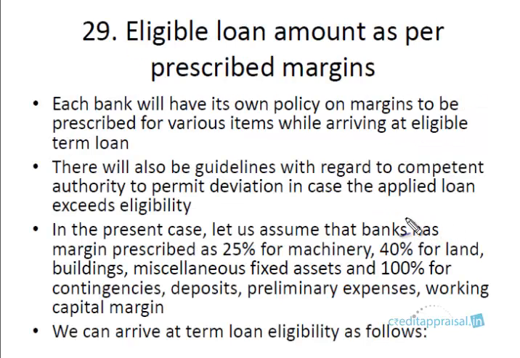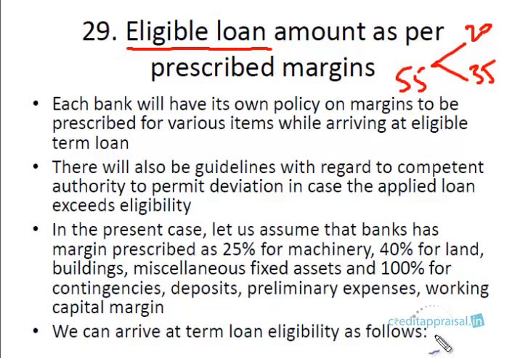Once we have an idea of the project cost and the means of finance, you have to calculate the eligibility. Just because the project cost is 55 crores and the company is asking for 35 crores, saying they'll bring in 20, it doesn't mean you're going to sanction 35 crores. You have to see whether the company is eligible for this loan of 35 crores as per your bank policy guidance, because each item will have what is known as a margin, and this margin varies from item to item, and from bank to bank.